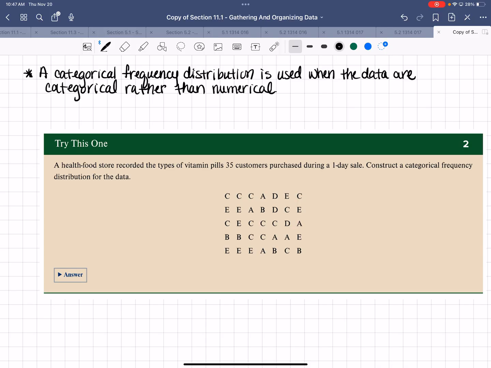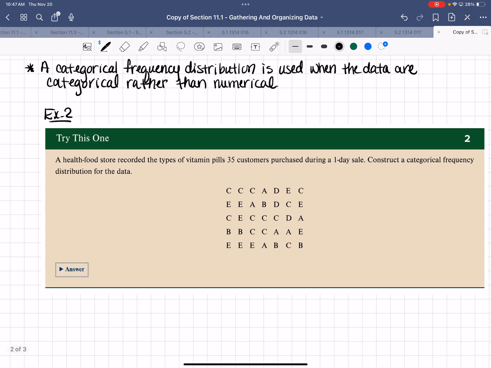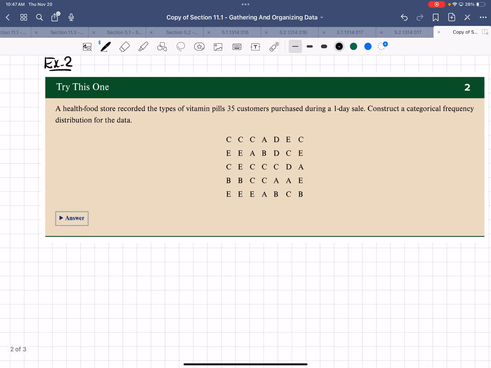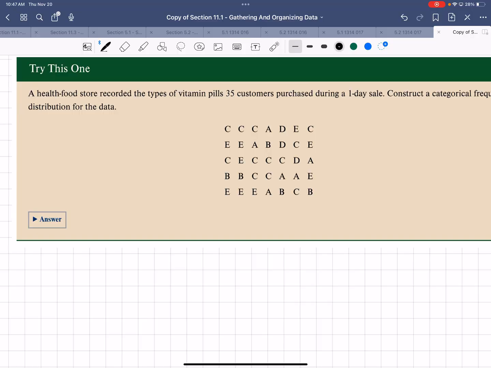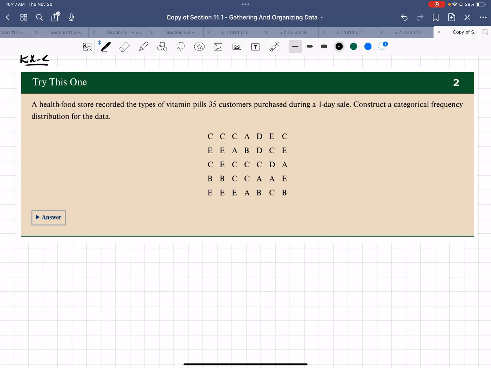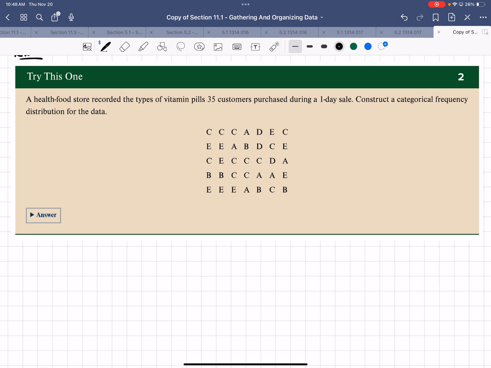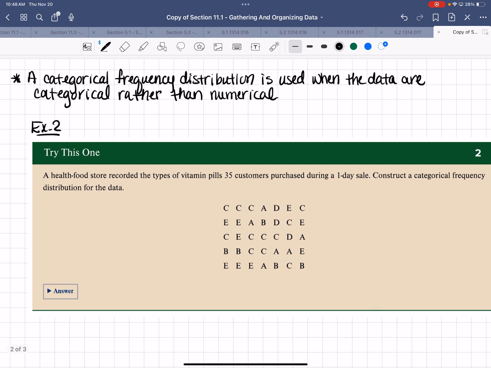Guys, all that's saying is you're dealing with data that's not numbers. You're dealing with data that is words, letters, types of things like that, okay? And so in example 2, we're going to design a frequency distribution chart, and it is based off of categorical data because these are letters that represent the types of vitamins that there are, I think. Yeah, vitamin pills. Okay? It's not numbers. It's not numeric based.